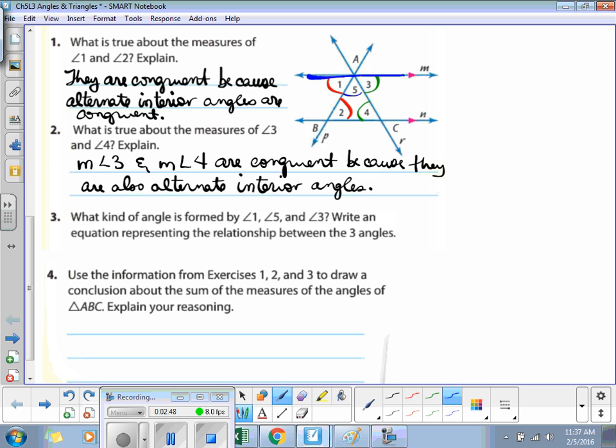Because this is a straight line, when I add all three of those angles together, we're going to get 180 degrees. Okay? So, the equation that we could write is that if we add them all together, the measure of angle 1 plus the measure of angle 5 plus the measure of angle 3 is equal to 180 degrees.